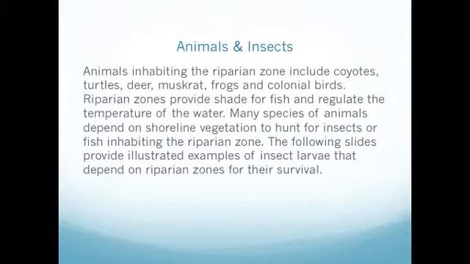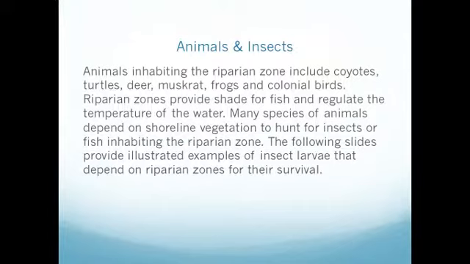Riparian zones provide shade for fish and regulate the temperature of the water. Many species of animals depend on shoreline vegetation to hunt for insects or fish inhabiting the riparian zone. Insects, for example, that thrive and exist on plants occasionally fall off from these plants into the water and serve as food for fish.